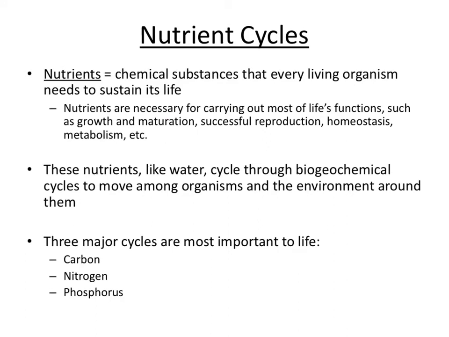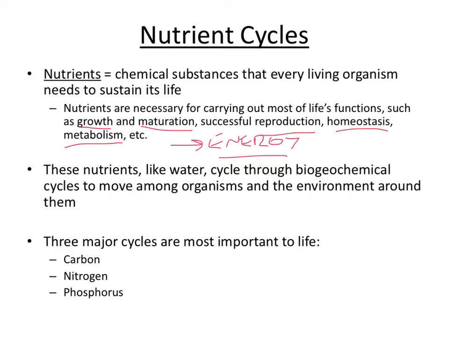Now the other cycles we would call nutrient cycles, because nutrients we define loosely as these chemical substances that living things need to sustain life. You're going to need nutrients to carry out most of your functions. So to grow and develop, you're going to need some nutrients in the form of food. To reproduce, you need nutrients. To maintain homeostasis, you need nutrients. For metabolism, you need nutrients. In other words, we have to get nutrients because we need energy. Right? And so these nutrients that cycle through our planet are necessary for all of us that are alive.